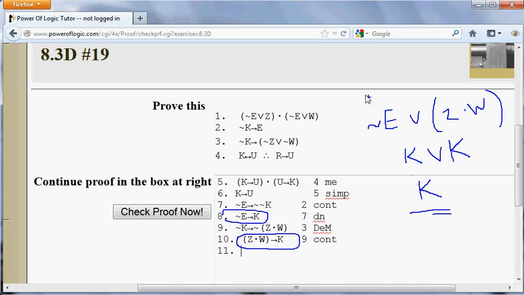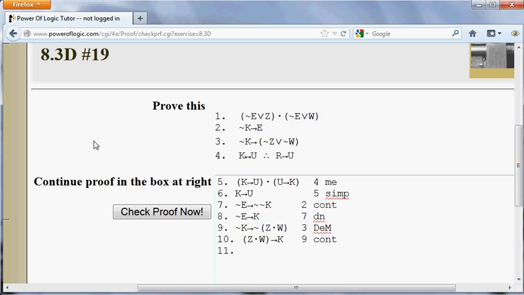Okay, but how to get this? Well, that's why I was talking about not simplifying line 1, but using the distribution rule. If you have something or something and that very same something or something else, that might make you think that distribution is potentially helpful. Okay, and that's what I'm going to do. I'm going to use line 1 and make it not E or Z and W. Okay, and that is from line 1 by distribution.